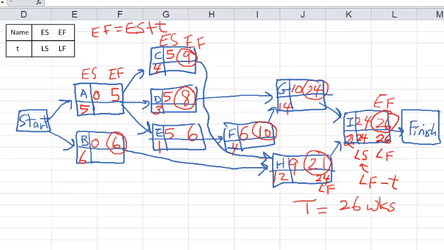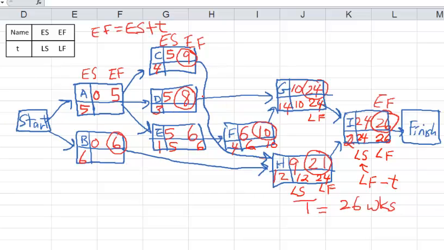Now here we just need to subtract 12 from 24 to get the LS. So 24 minus 12 is 12. Now for G, again LF is 24, then minus 14 is 10. Then for F, we have an outgoing arc going over to G. Copy down 10, put it right here. 10 minus 4 is 6. Now let's go to E. Here we copy down 6 from here. 6 goes here, minus 1 is 5.